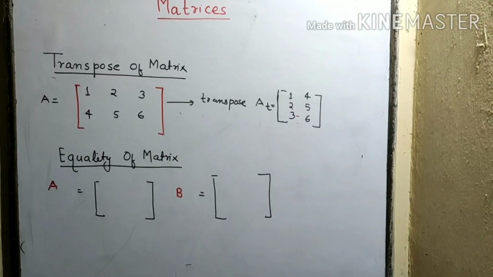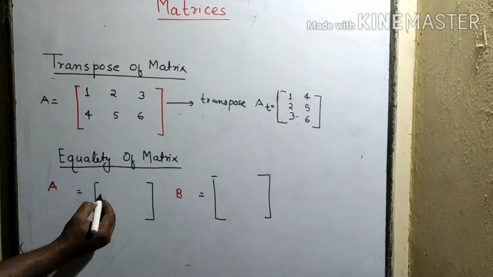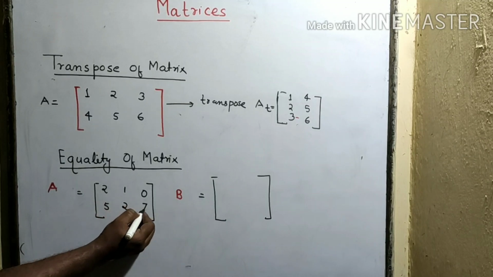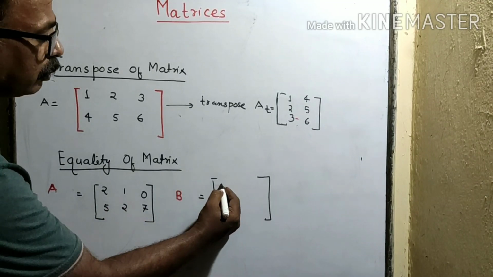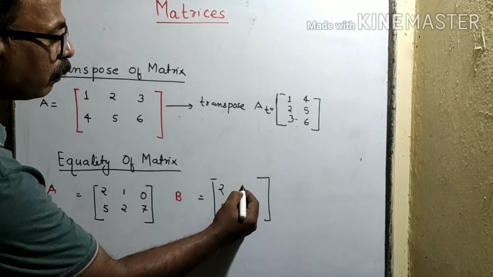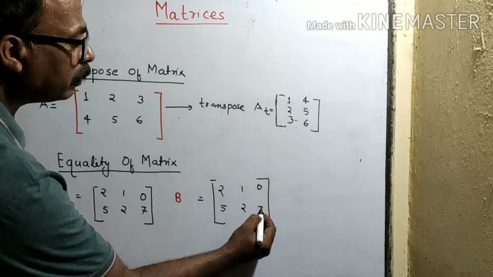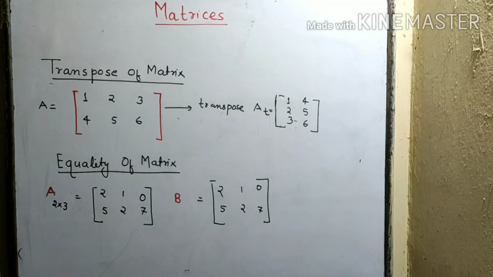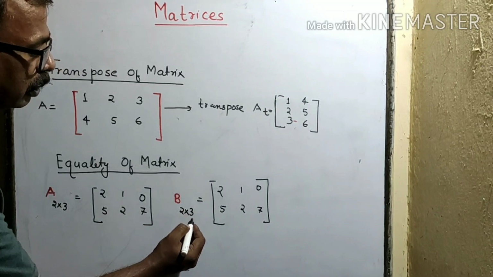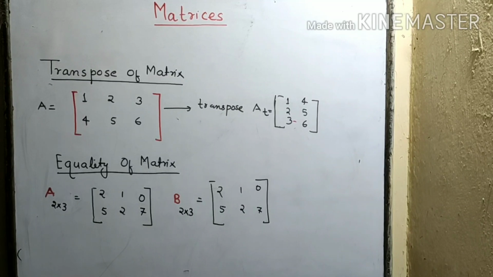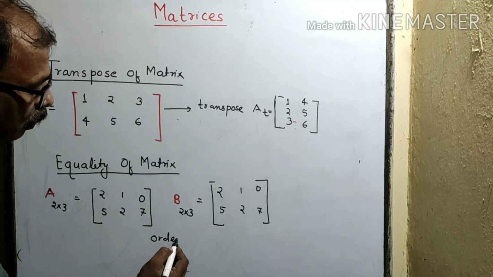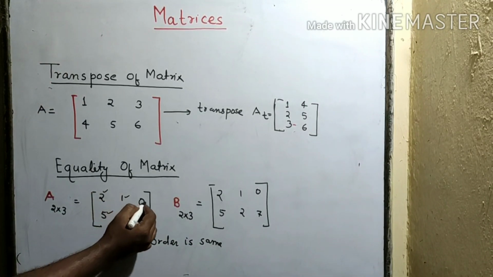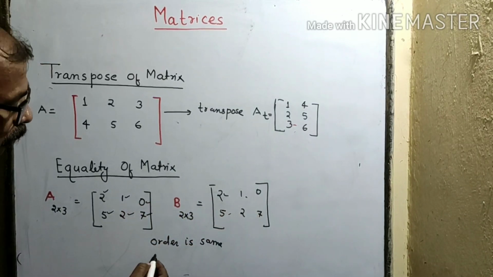Next topic is equality of matrix. Consider A is a matrix. Its members are 2, 1, 0, 5, 2, 7, and B's members are 2, 5, 1, 2, 0, 7. See, in both cases the number of rows is 2 and the number of columns is 3. So their order is same. And second, all the elements, all the members are same.